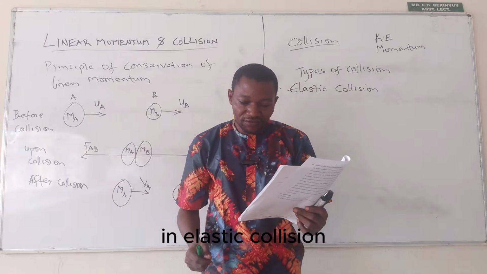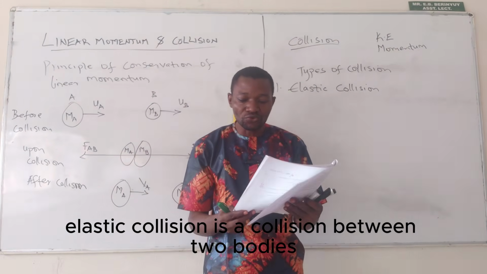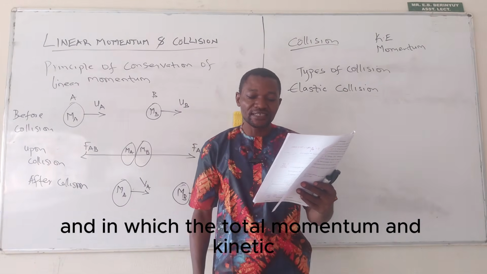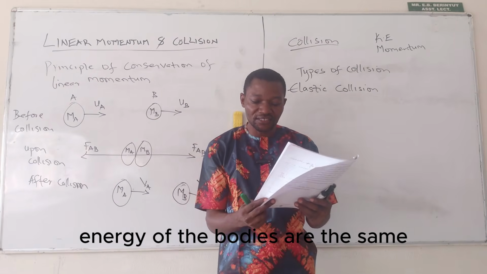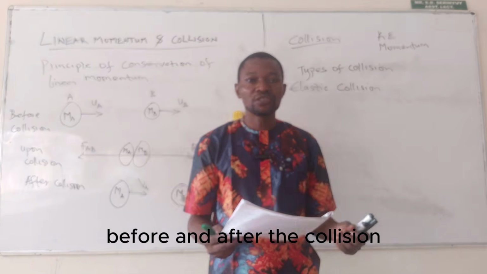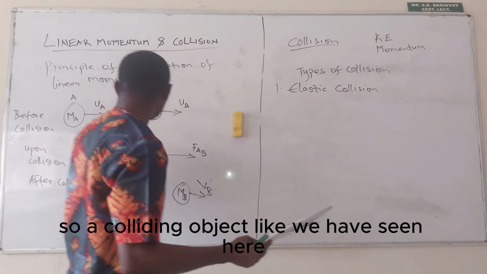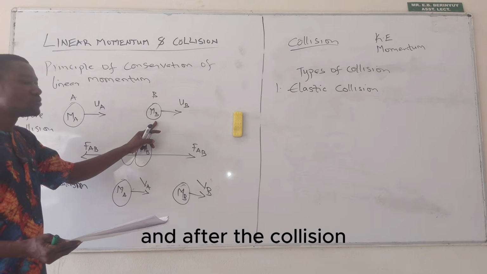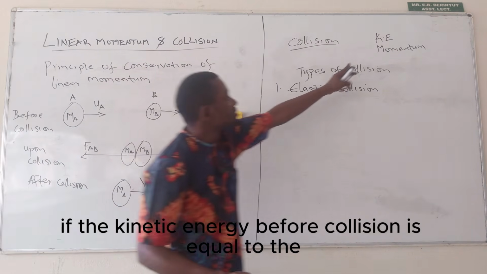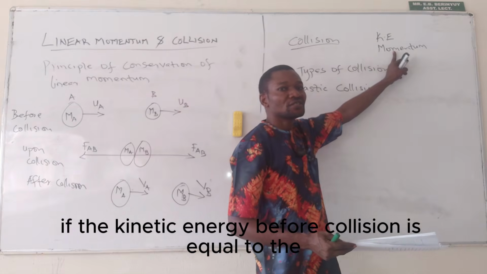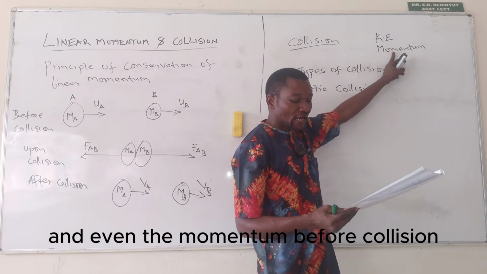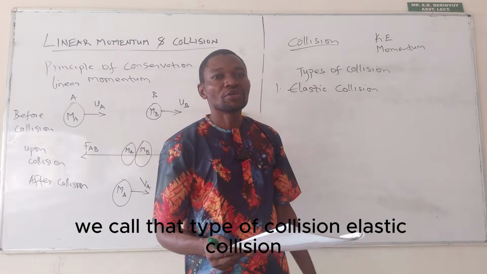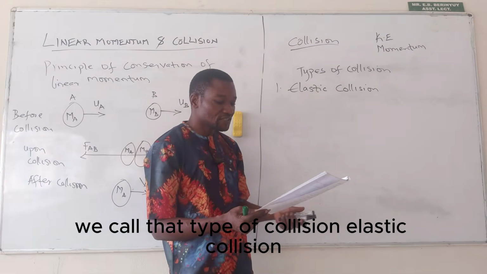An elastic collision is a collision between two bodies in which the total momentum and kinetic energy of the bodies are the same before and after the collision. So, a colliding object, like we have seen here, two bodies colliding with each other, and after the collision, if the kinetic energy before collision is equal to the kinetic energy after collision, and even the momentum before collision is the same as momentum after collision, we call that type of collision elastic collision.